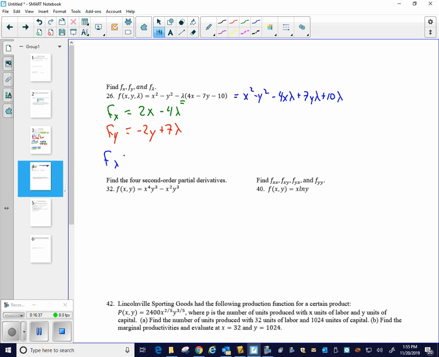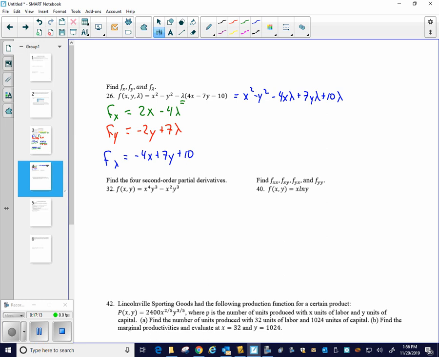And then the partial with respect to lambda, I've got a bunch of these. The x squared, the minus y squared, those are 0, no lambda. The last 3 terms all have lambda in it, so it's minus 4x lambda, so that's going to be minus 4x. Plus 7y lambda, the derivative of that is plus 7y. And then plus 10 lambda, the derivative of that is plus 10. And those are your 3 partial derivatives with respect to all of the variables, x, y, and lambda.